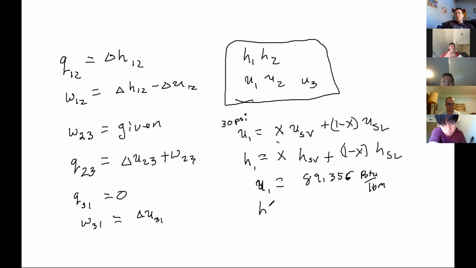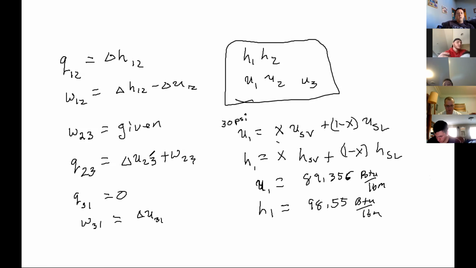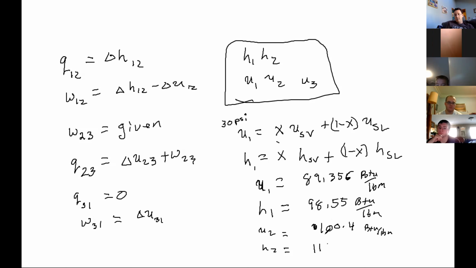Right? H1 is what? That was 98 something? 98.55. Okay, and then for U2 and H2, those are just in the table. You can look them up. So what were those numbers? U2 was 100.40. 100.40? Yeah. And H2 was 111.43.